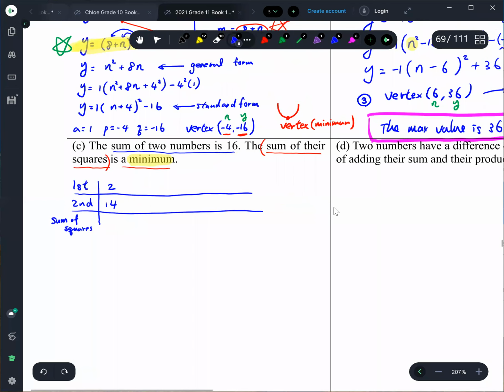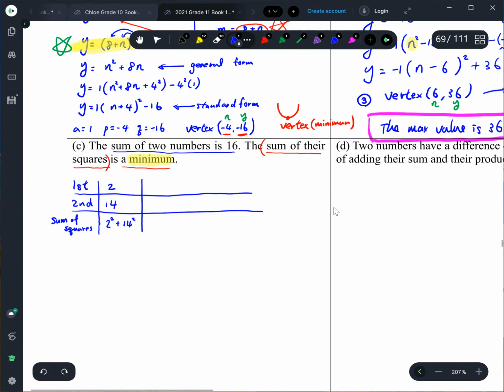So what that means is you take their square. You square each of the numbers, first number squared, second number squared, and then you add them up. That's called a sum. That's the meaning of sum of their square. Make sense? Okay, so let's try another one.